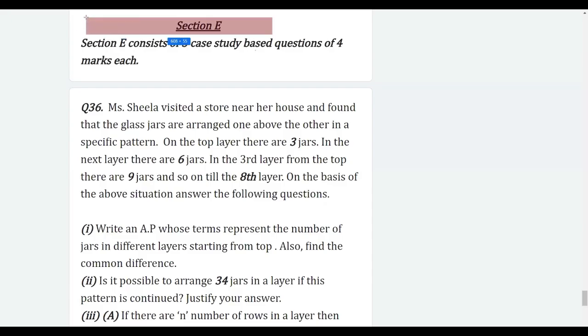Now we are on section A, and in this section we have three case-based questions of 4 marks each. Now let's begin with the first question here.